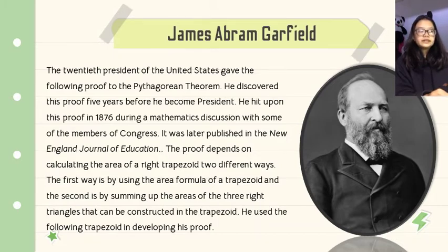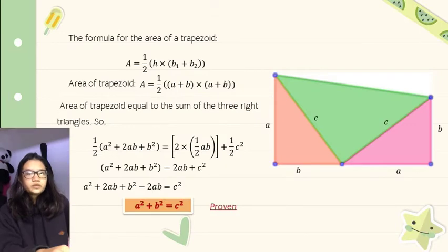The proof depends on calculating the area of a right trapezoid in two different ways. The first way is by using the area formula of a trapezoid, and the second is by summing up the areas of the three right triangles that can be constructed in the trapezoid. He used the following trapezoid in developing his proof. In this picture, we can see there is a right trapezoid, and inside the right trapezoid there are three right triangles.